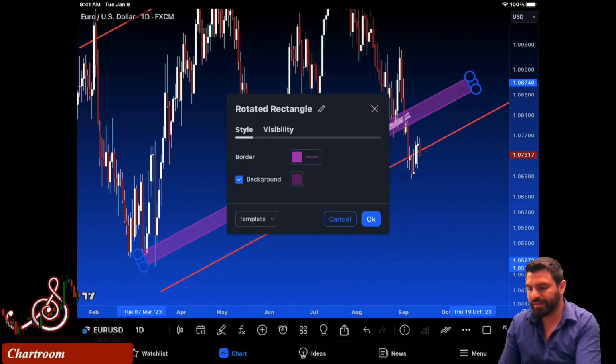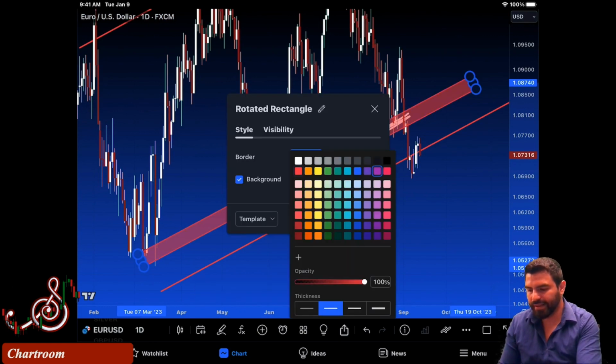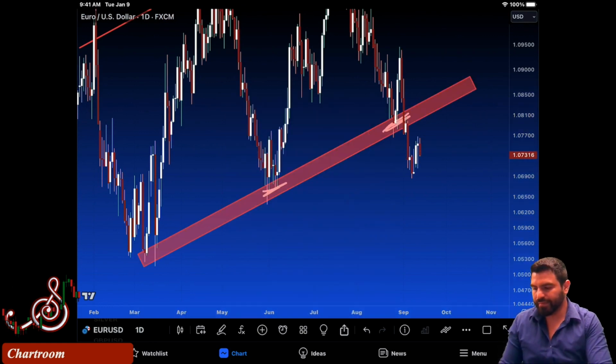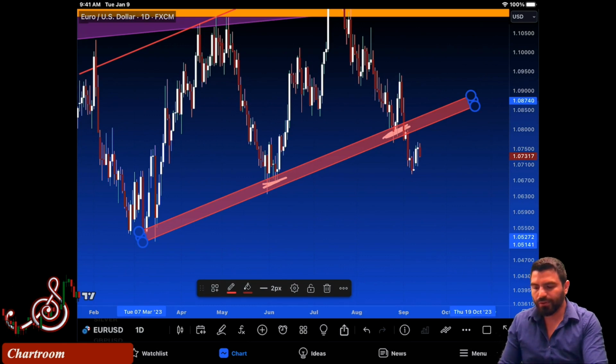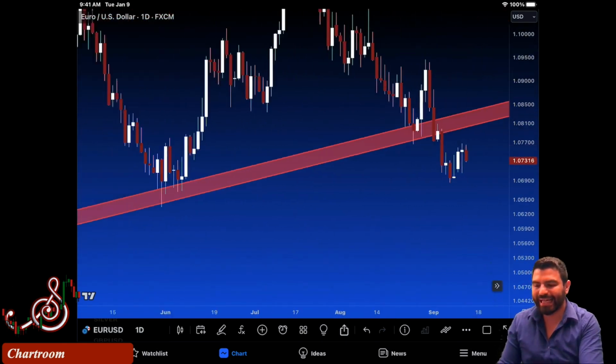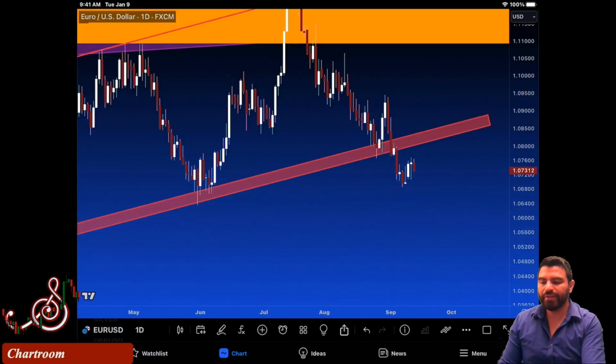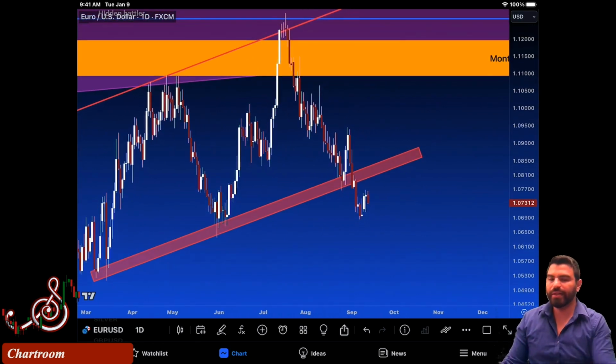Now let's make that area. Double click on it. I'm going to change the background to red. Change the border to red. I'll delete this angle. So wick ranges can save you if you're not drawing exactly. You still know where approximately to draw. Now that we have a change in behavior, what can we do with this trend line?